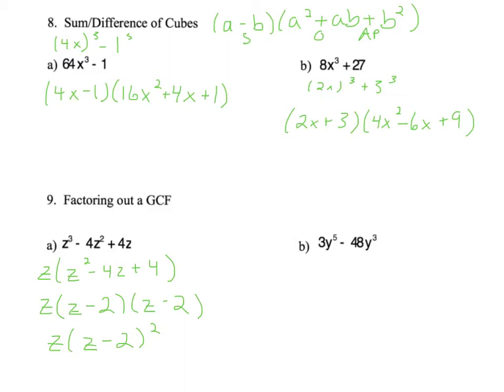For part B, we can first factor out a 3 and then also a y cubed. So that will leave us with a y squared minus 16. And then we can factor more. So we have a y plus 4 and a y minus 4.